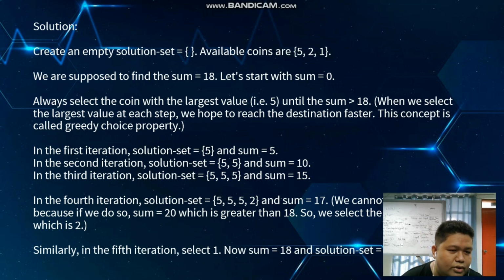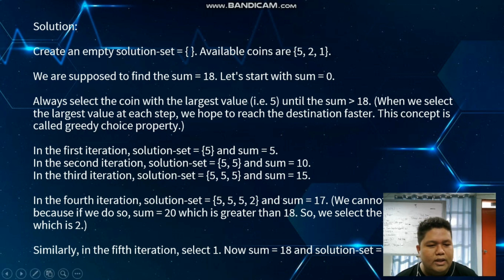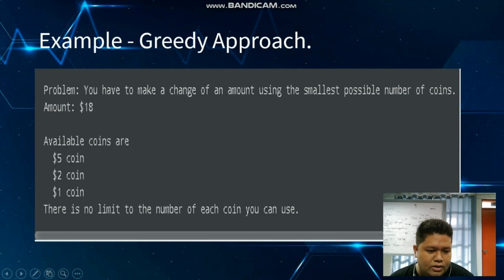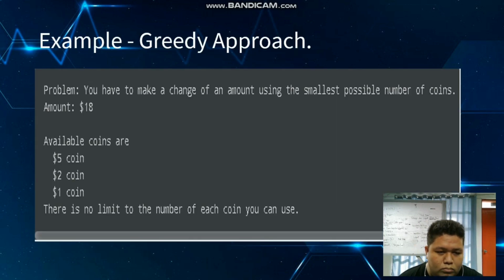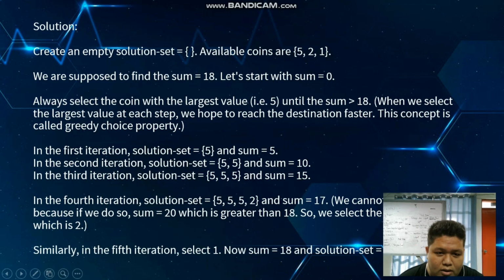So the solution is to first create an empty solution set like this, curly brackets open and close, and insert the available coins, which are the $5, the $2, and the $1. We are supposed to find the sum of $18. So let's start with a sum of 0.